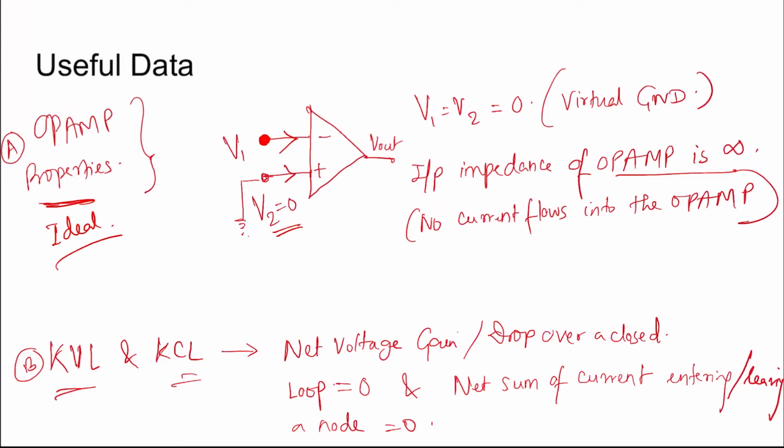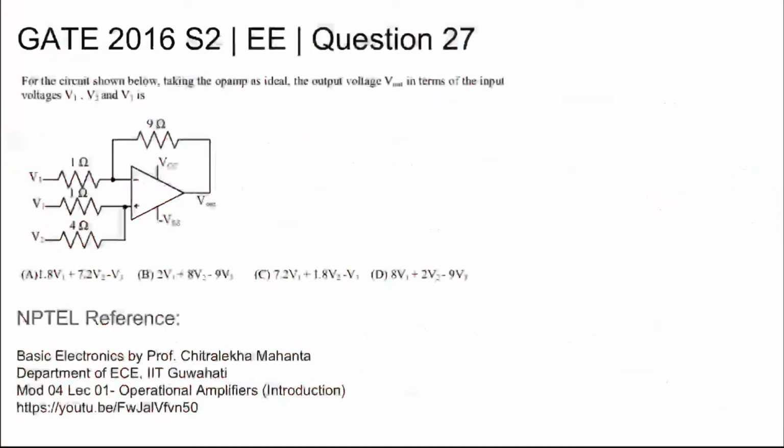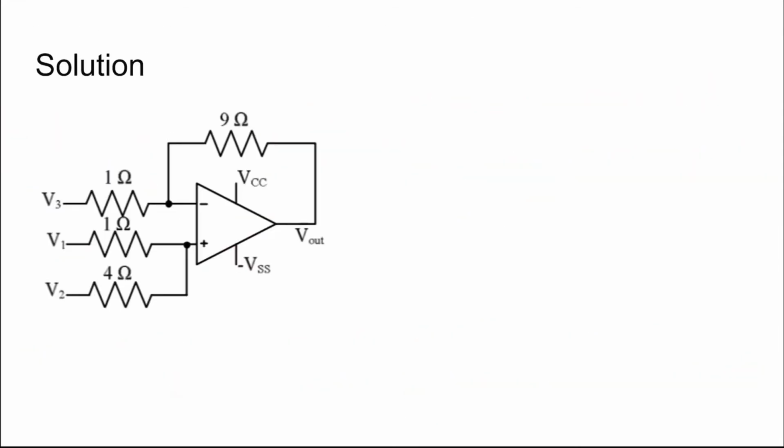You also need to know KVL and KCL, that is Kirchhoff's voltage law and Kirchhoff's current law, which states that net voltage gain or drop in a closed loop is 0, and the KCL states the sum of net currents leaving or entering a node in a circuit is 0. So with the help of this information, it is possible to solve this circuit and determine V0 in terms of V1, V2 and V3.